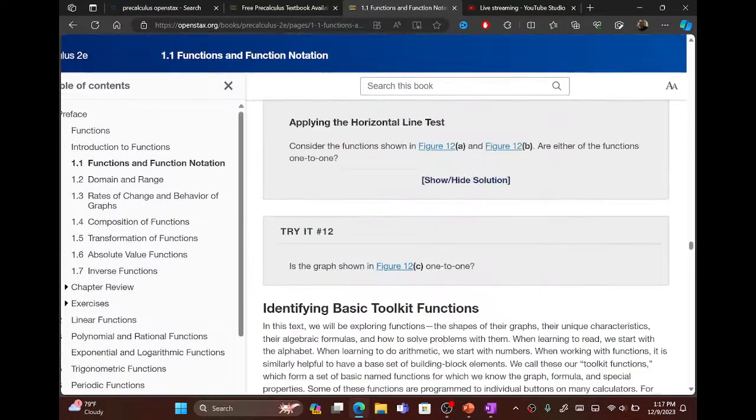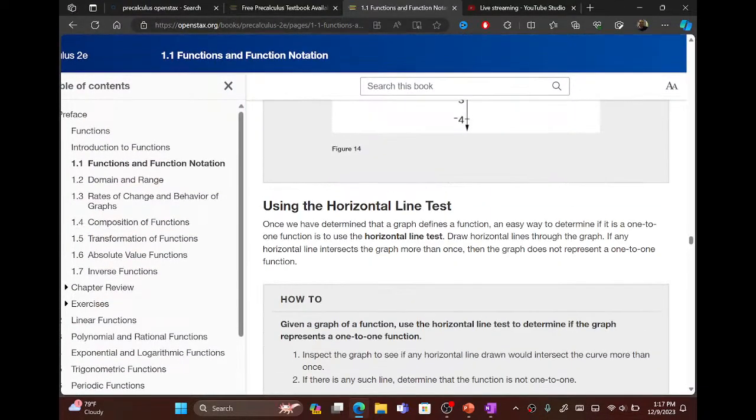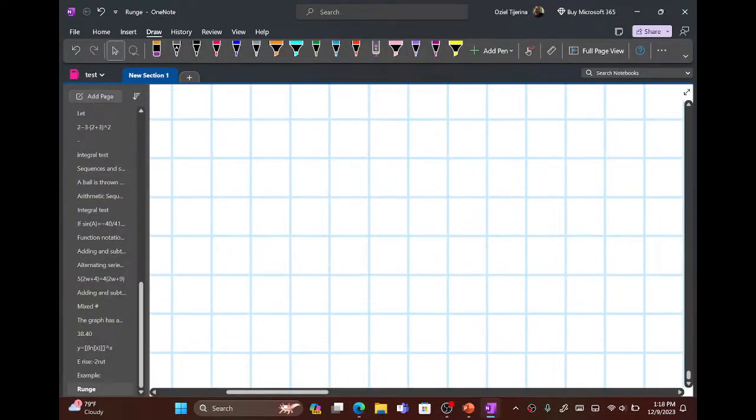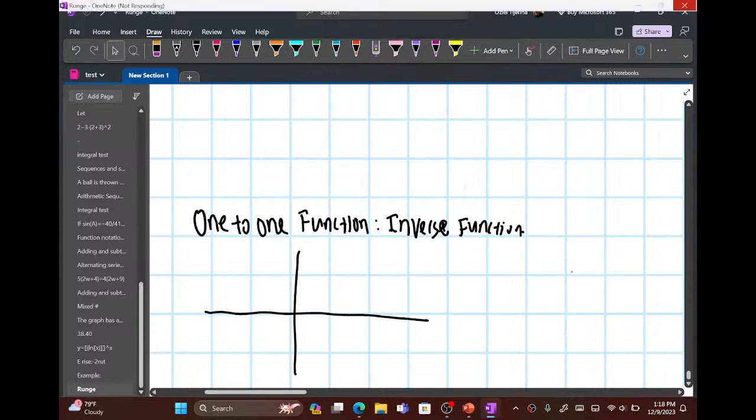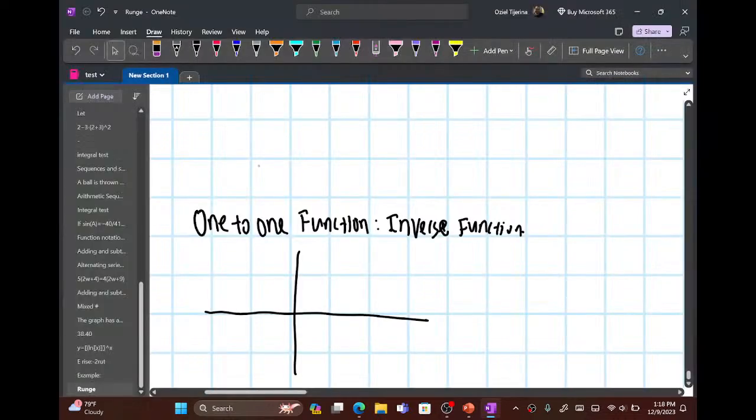I mean, and now the horizontal line test. This is a little tricky. So the horizontal line test represents when it is a one-to-one function. A one-to-one function, in other words, is an inverse function. So what this means is, this is, in other words, the horizontal line test.